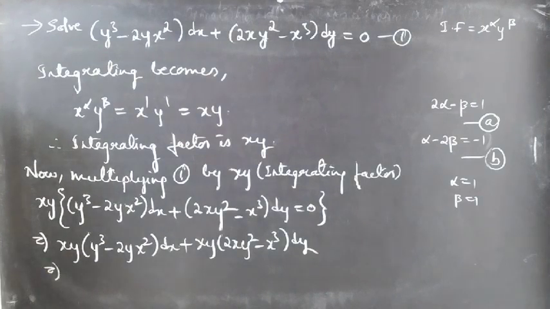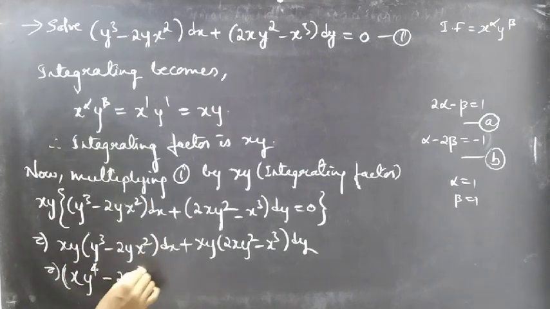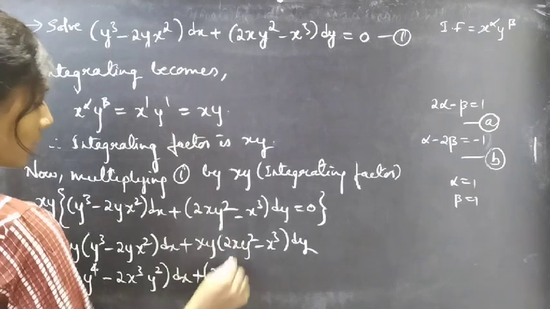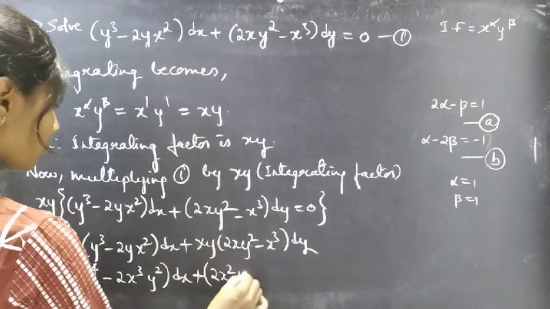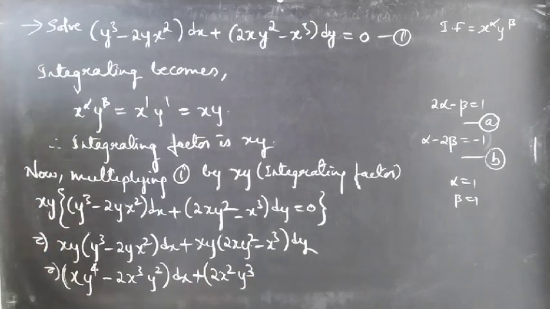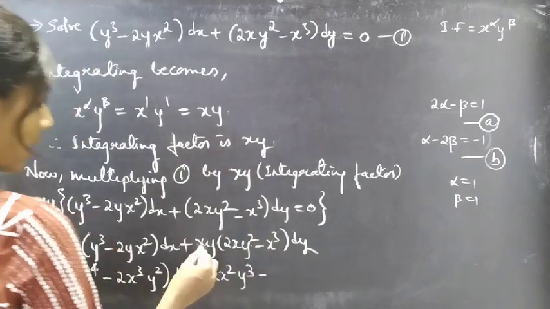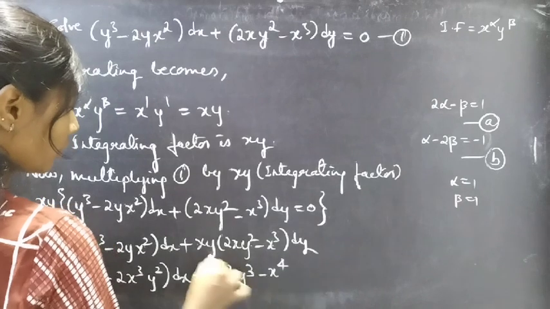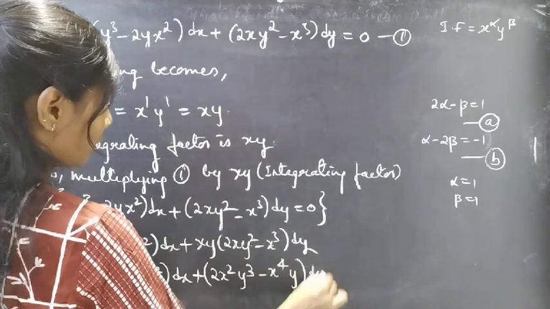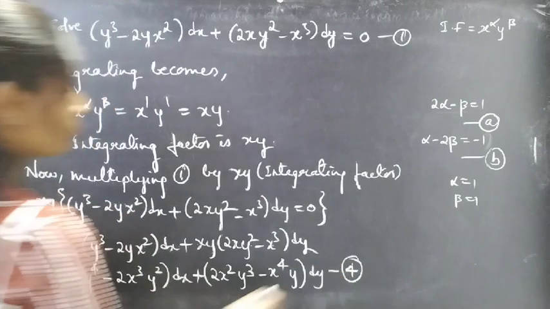Then x into y cube into y power 4, minus 2 x into x square, x cube y into y square into dx, plus 2 x into x square y into y into y square, y cube, minus x into x cube, x power 4 into y into dy. Consider this as equation number 4.